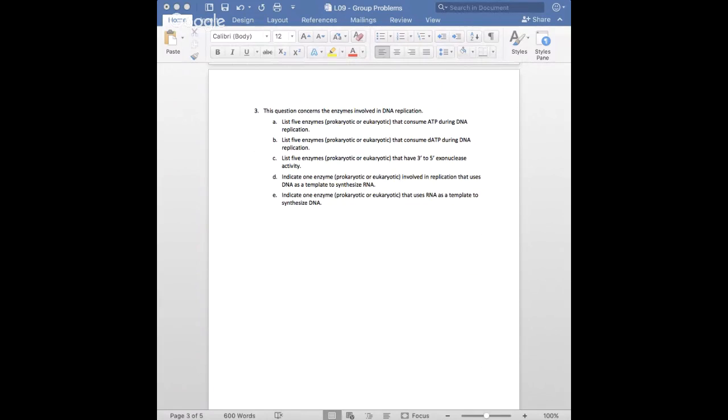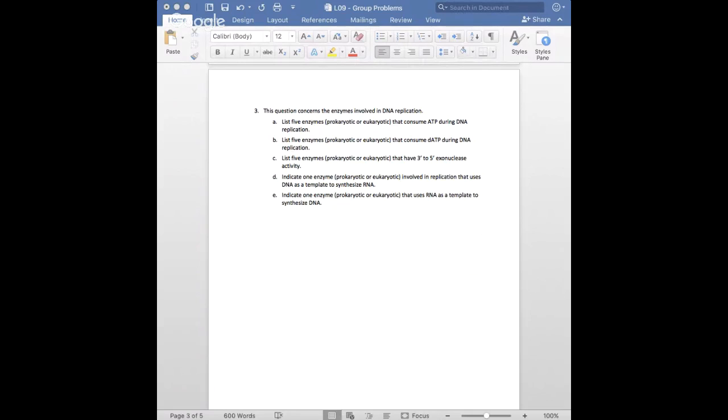And for question B, I only got 3 of the 5 on this one. I wasn't really able to do any of my own research past what the notes said for the 5 enzymes that consume dATP during DNA replication. But so far I have DNA polymerase I, DNA polymerase III, and then DNA ligase.